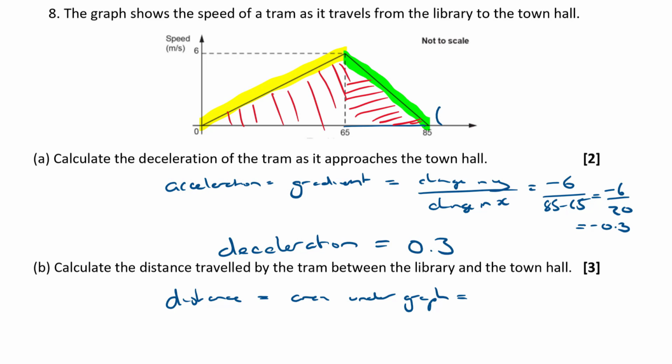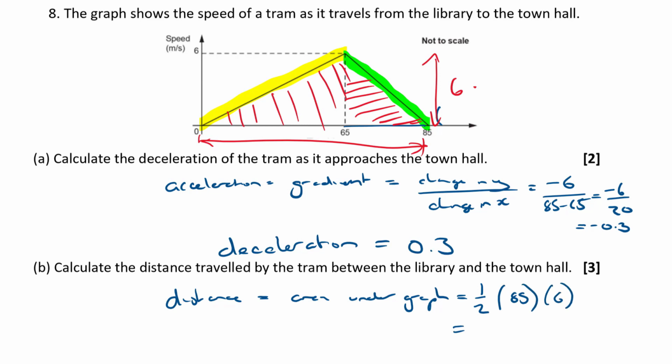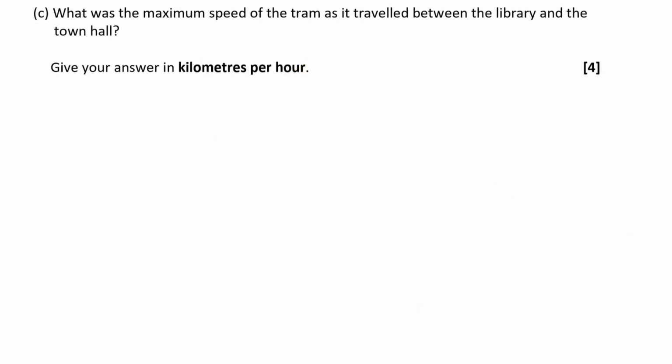So you can use the baseline all the way across from there to there, which is 85, and the height of the triangle is 6. So I'm just going to work it out as one big triangle, half baseline of 85 and a height of 6. So half 6 is 3 lots of 85, 240, 255. And what's the units? It's meters per second and seconds, so that's going to have to be meters, isn't it? 255 meters.